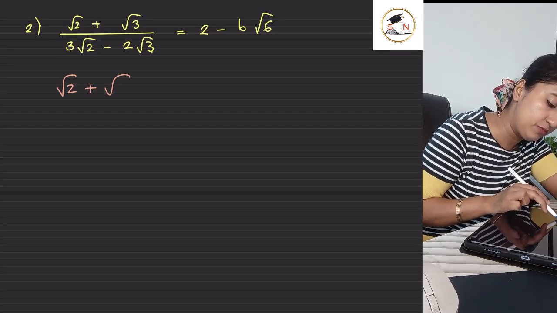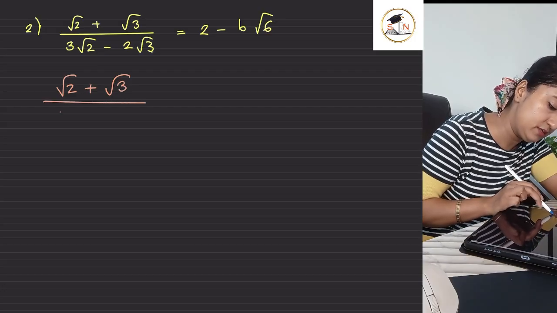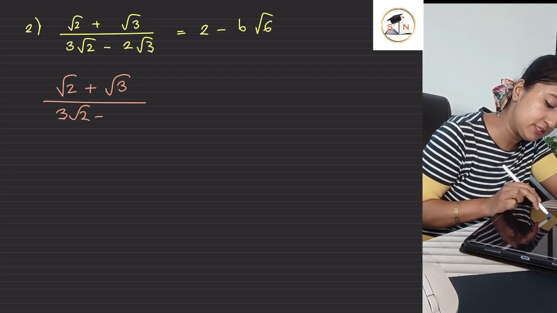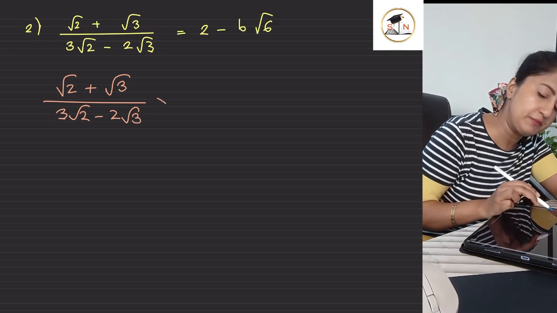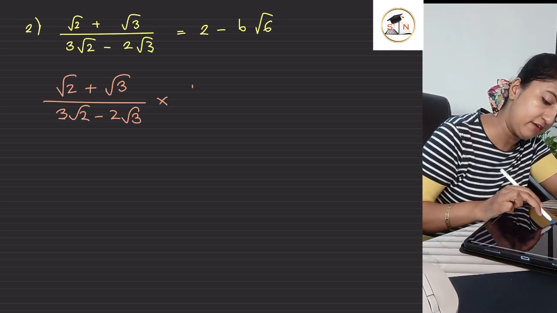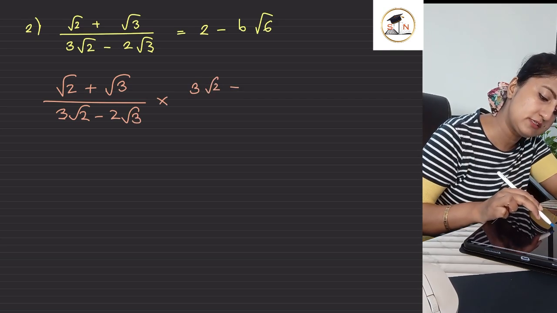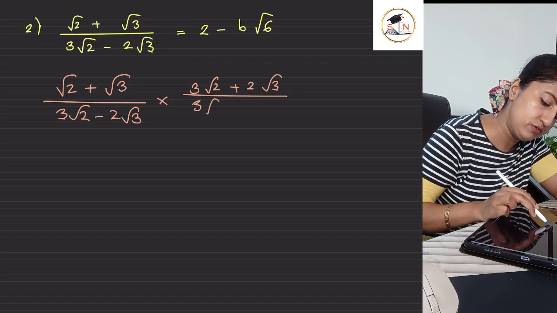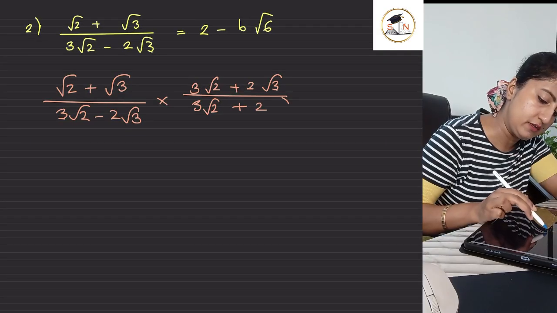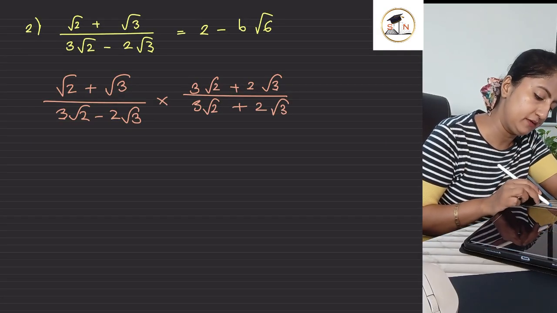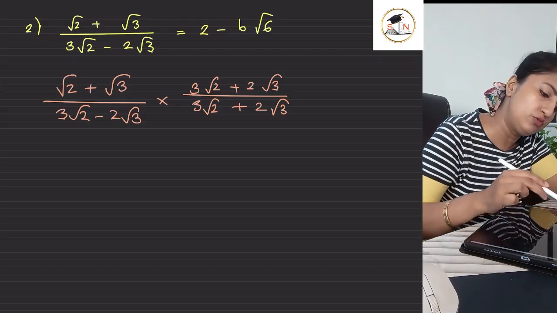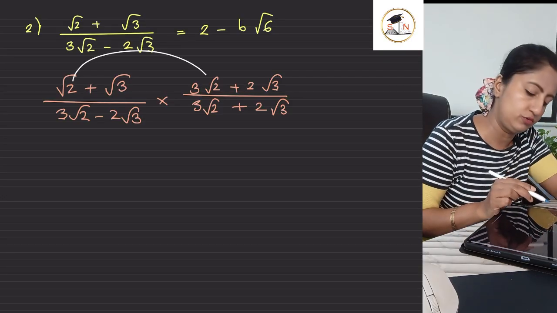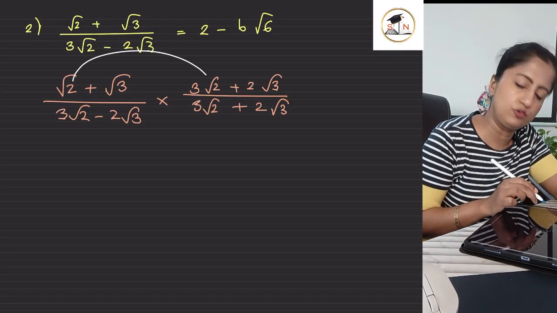We have (√2 + √3)/(3√2 − 2√3). इसको हम किससे multiply और divide करेंगे? We will have (3√2 + 2√3)/(3√2 + 2√3). So अब numerator में क्या मिलेगा? We will have √2 multiplied with 3√2. That is 3 into 2 becomes 6.